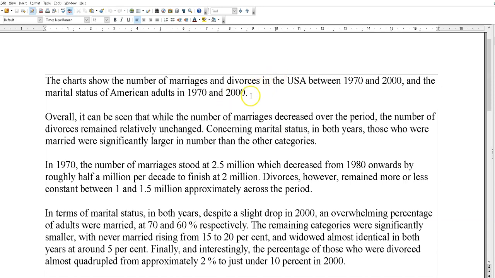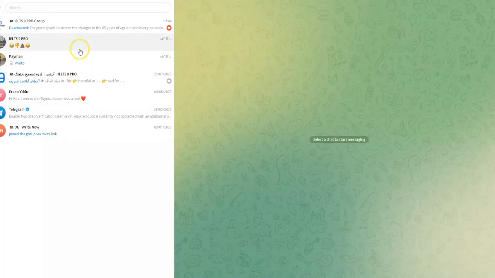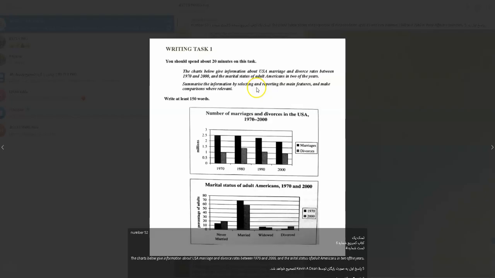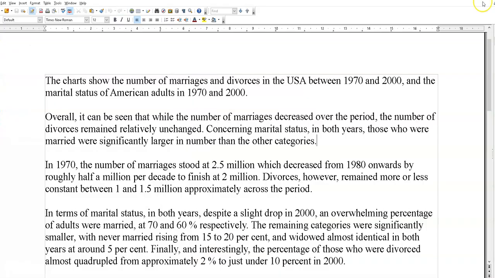So, as always, the introduction, a single sentence. Just paraphrase it: the charts, tables, graphs illustrate, show, etc. Now, important thing, overview. We must clearly identify these key trends and features. So, number of marriages decreased. Did it? Did I do that wrong? Let's have a look. Oh yeah, right. A slight decrease. Okay, right.